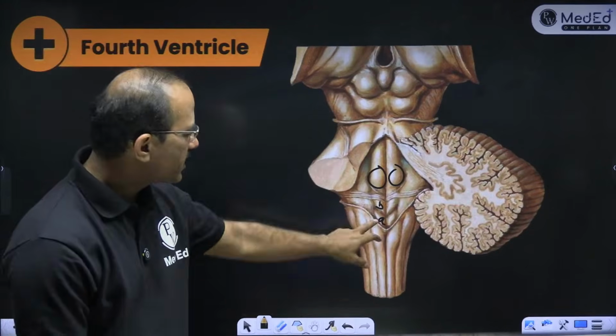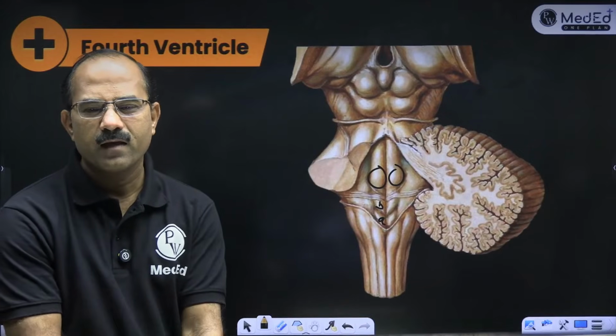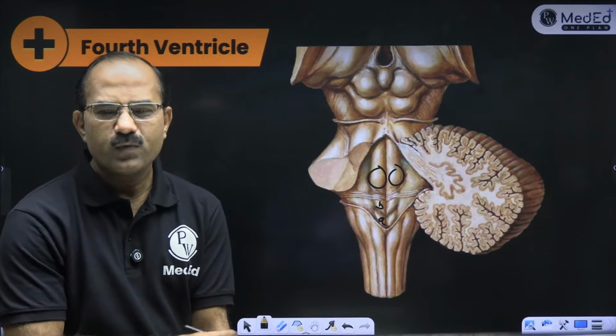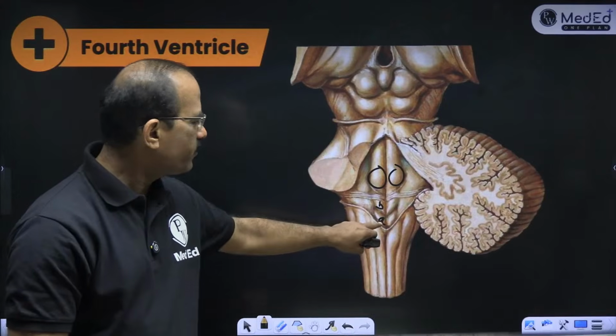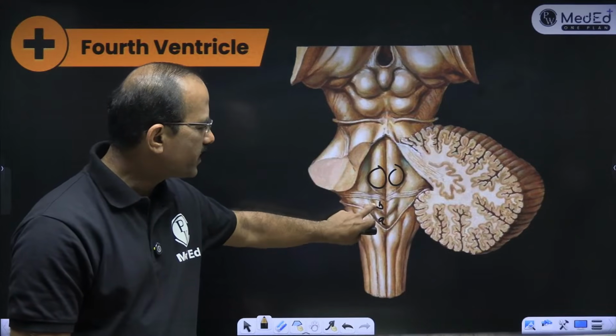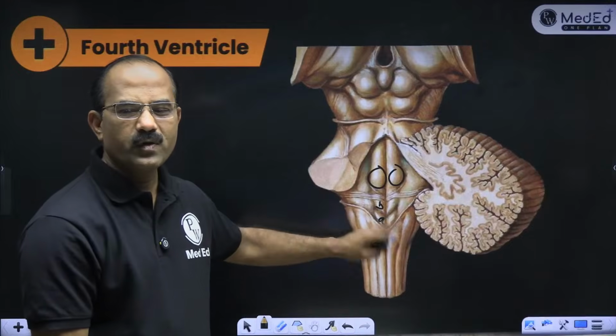Okay, what is this A and what is this B? That is the vagal and hypoglossal triangle. This is the vagal triangle, and this is the hypoglossal triangle.